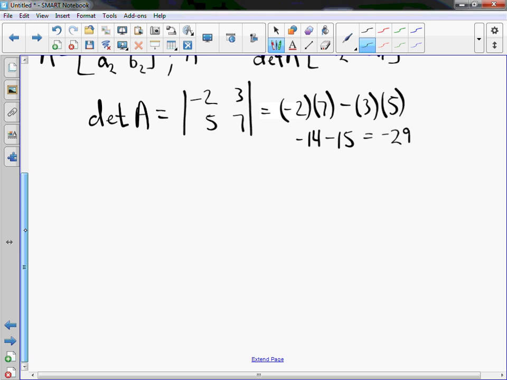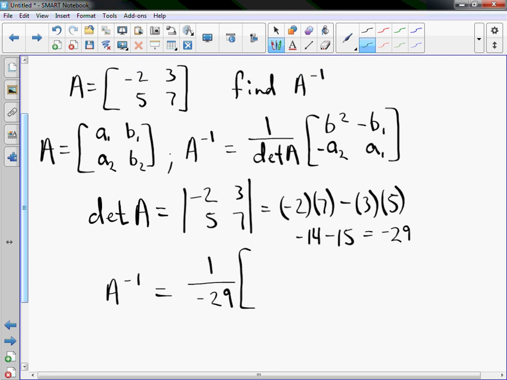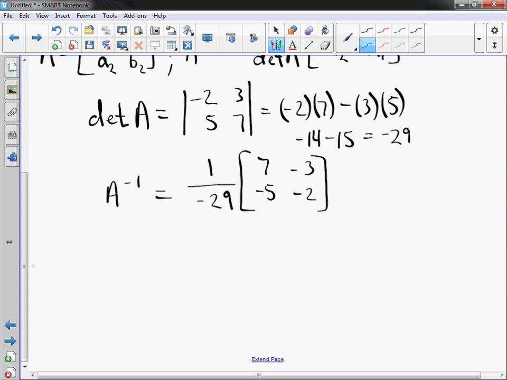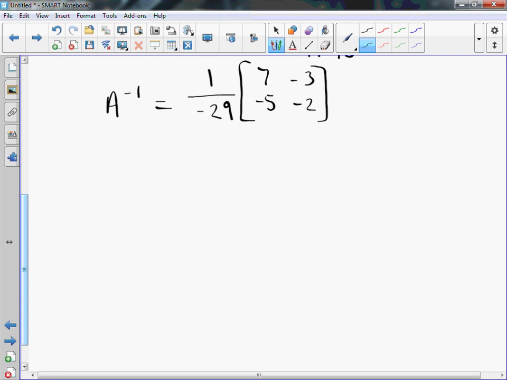So now we can actually start. The inverse of A is 1 over the determinant. We found the determinant was negative 29, times the matrix. And then we need to flip-flop the negative 2 and the 7. So this should be a 7, and this should be a negative 2. And then we need to negate both the 5 and the 3 and leave them where they were. We can leave it like this, or we can actually do that scalar multiplication and multiply the negative 1/29 through. Either way would work.